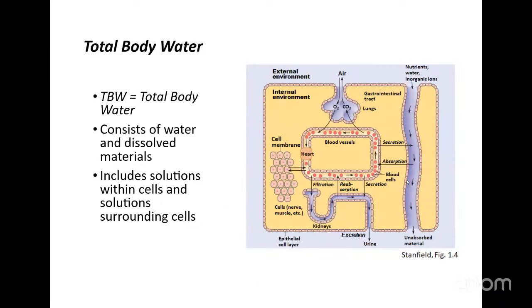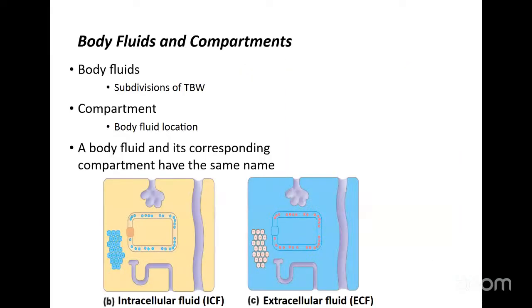So our total body water, all the water in your body, has a lot of dissolved materials in it. We're also going to be thinking about gases dissolved in it, some ions dissolved in it, things like that. When we think about the total body water, it's all of it. Whether it's inside a cell or surrounding a cell, it doesn't matter, it's part of your total body water. Next, we're going to subdivide that into different compartments.